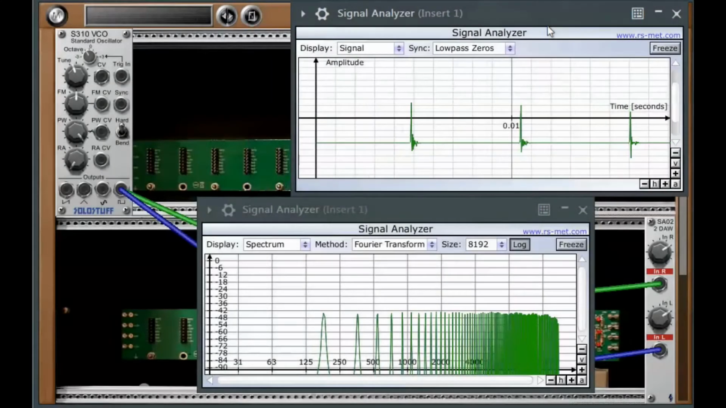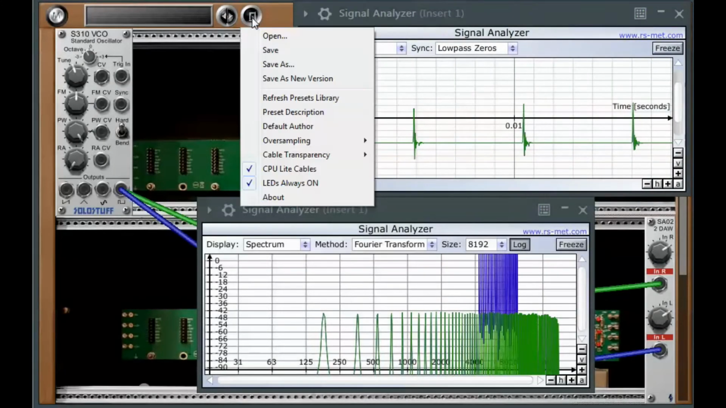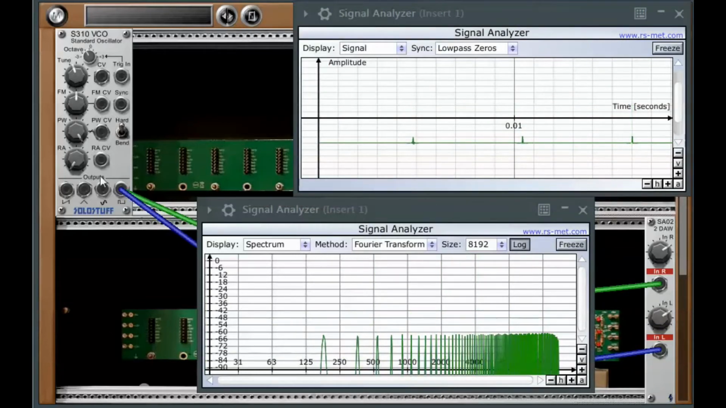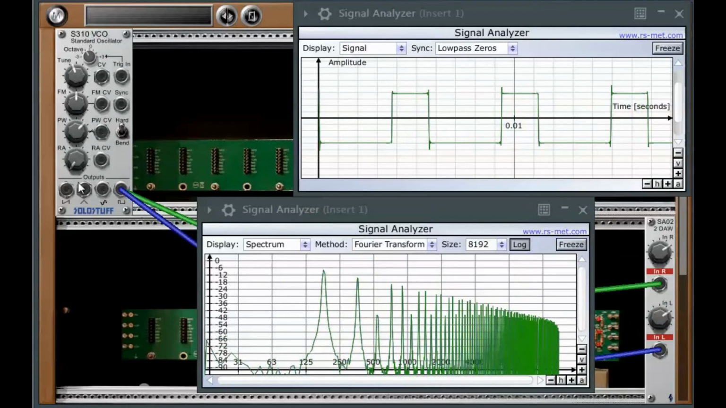But when I increase oversampling, meaning increasing the internal sample rate of SoloRack, I get quite near to 0% and to 100%.